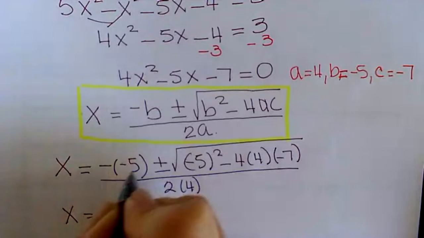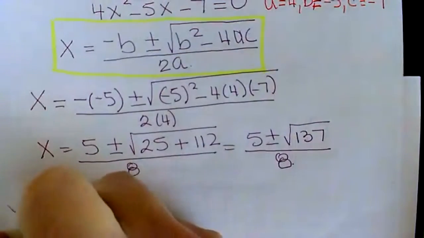Okay, so this is then going to be a positive 5. So 5 plus or minus the square root of 25 plus 112. That's right, square root. And then divided by 8. And then you add 25 and 112, which will give you 137, divided by 8.